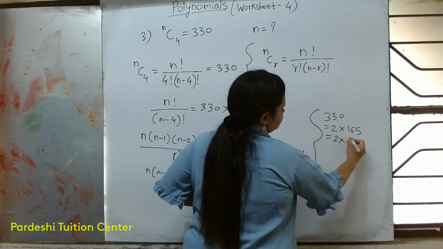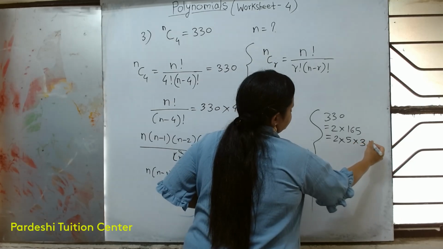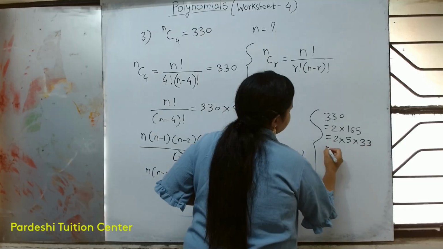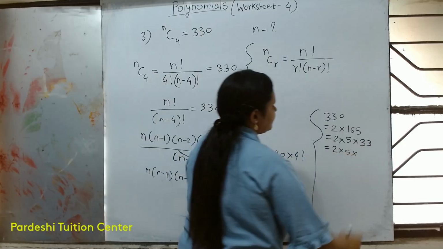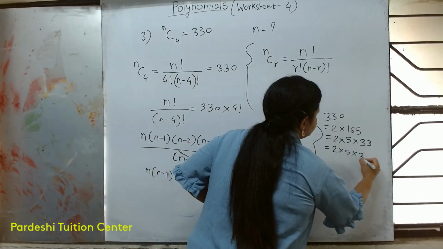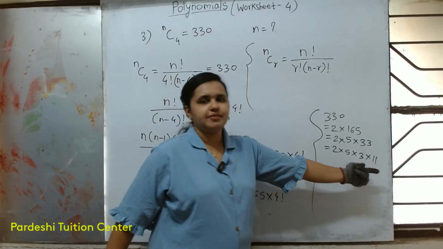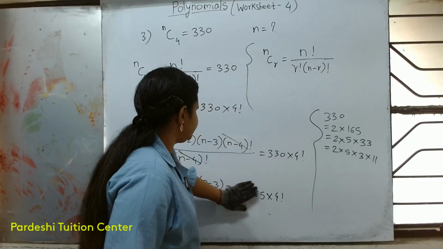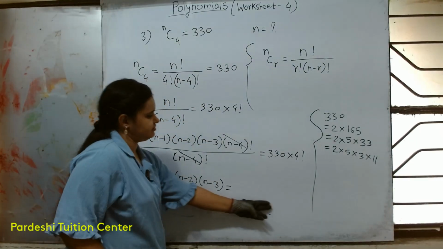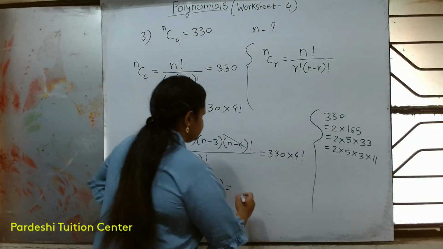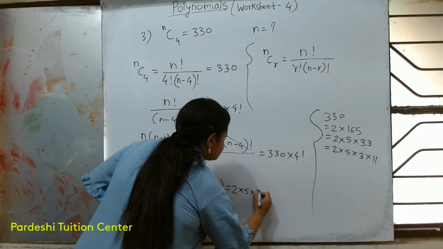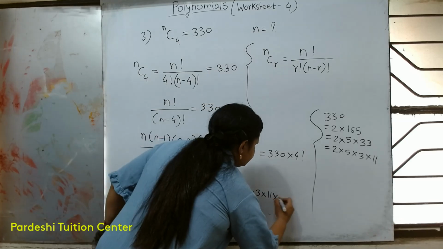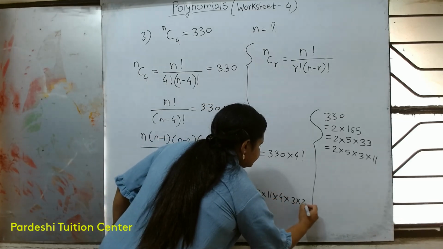5 threes are 15, again. Now 2 multiplied by 5 multiplied by 33, and 33 can be factorized as 3 into 11. Now these are prime numbers, so this is the final factorization of 330. So instead of 330, I can write 2 into 5 into 3 into 11 and multiply by 4 factorial. 4 factorial we can write as 4 into 3 into 2 into 1.